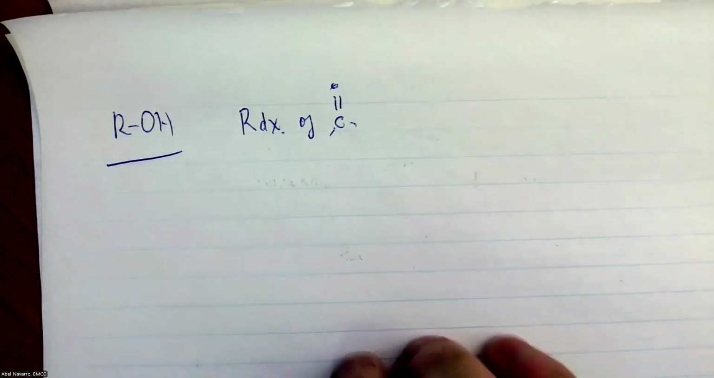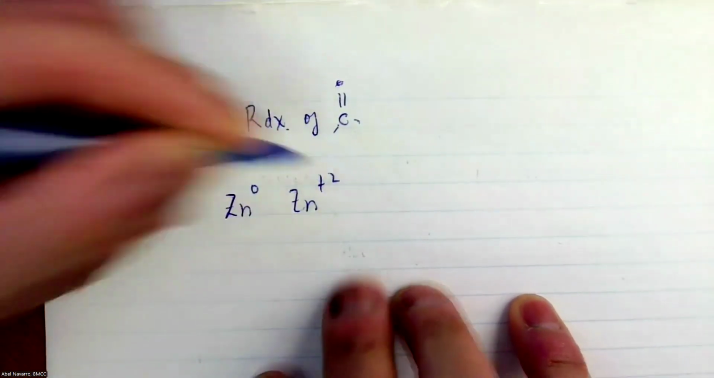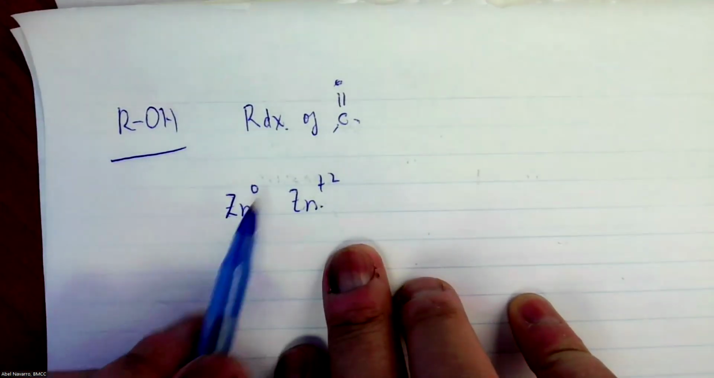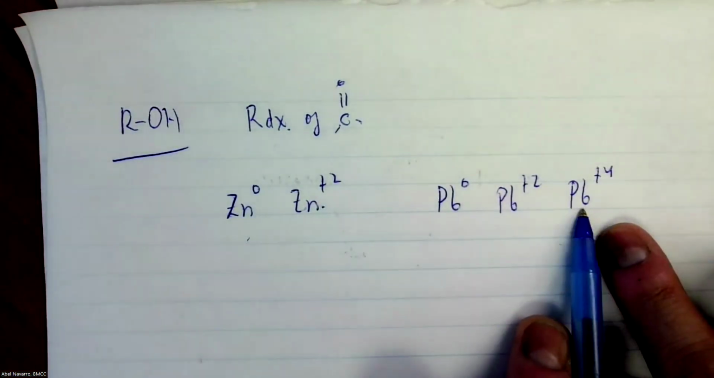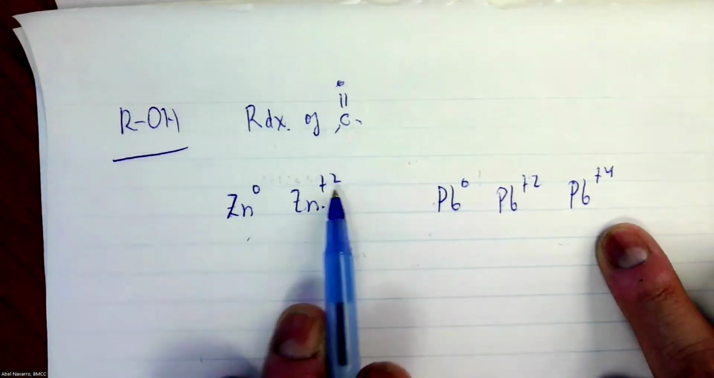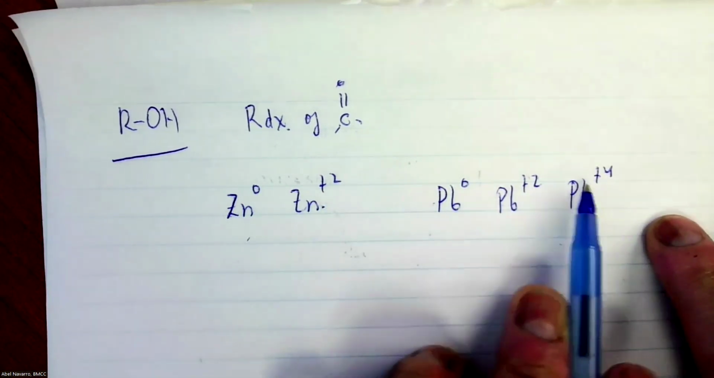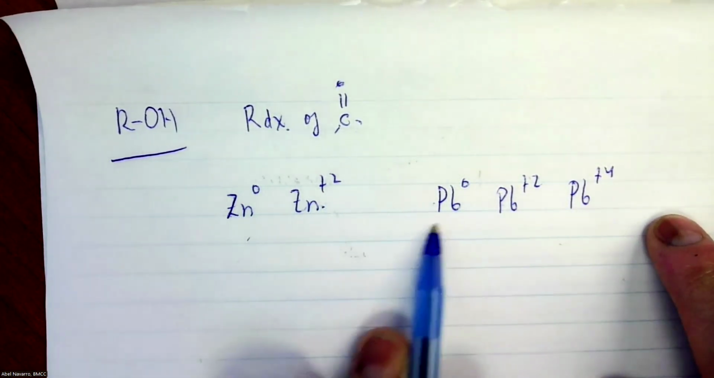For metals in inorganic chemistry, that's easier. If you say zinc, zinc 0, zinc plus 2, the charge goes up, so I know that it's more oxidized. Or in the case of lead, lead 0, lead plus 2, lead plus 4, I know that this one is more oxidized than this, and this is more oxidized than this. At least from the oxidation state, I can tell the oxidation of the metal.